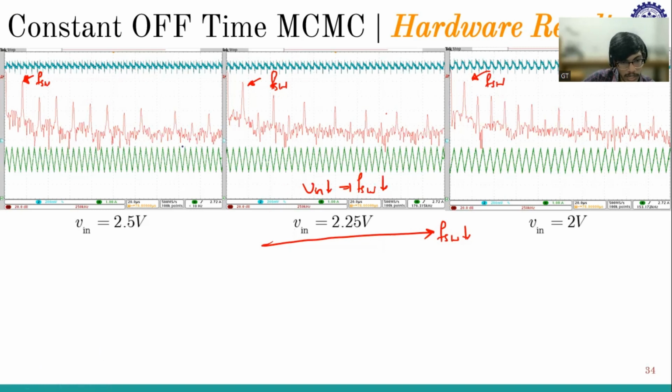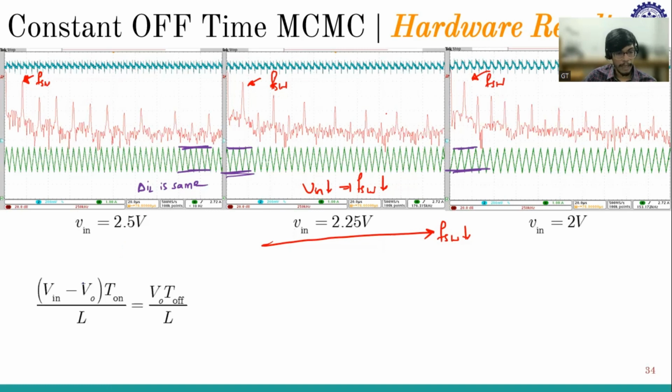Coming to another thing, if you see delta IL, it is just the same in all the three cases. It is not dependent on Vin. Delta IL is the same in all the cases. So why is it happening? Is it correctly happening, or how to explain this behavior? Again, (Vin minus Vo) into T on is equal to Vo into T off. If you just manipulate it so that it has switching frequency as well as T off, you will get this expression.